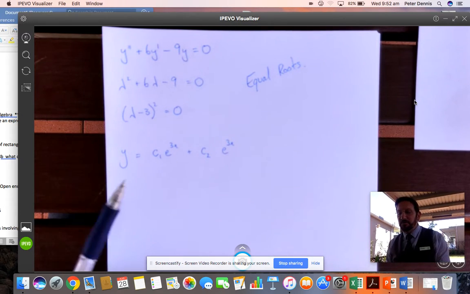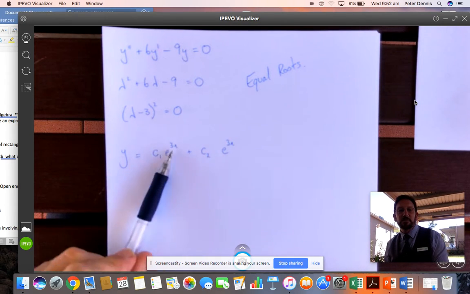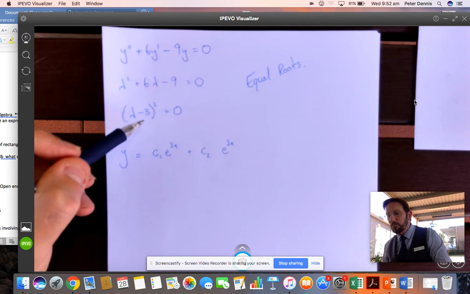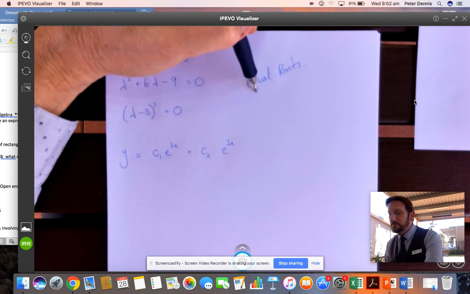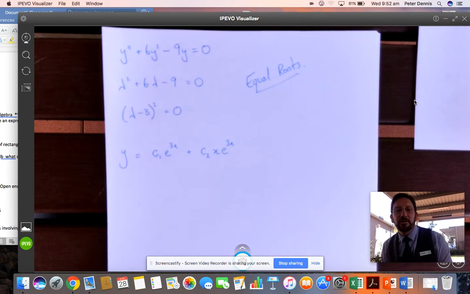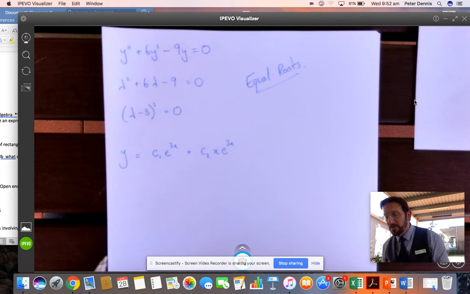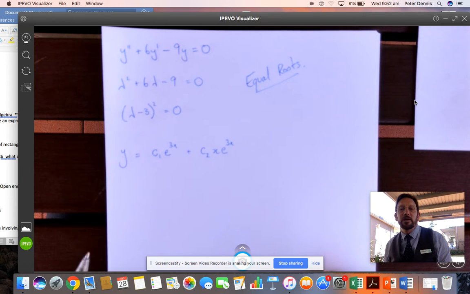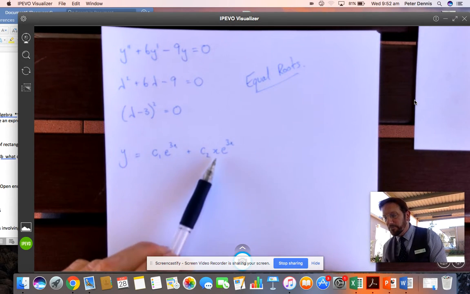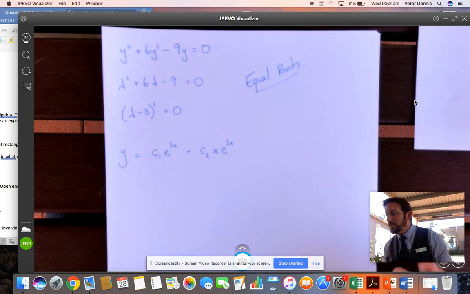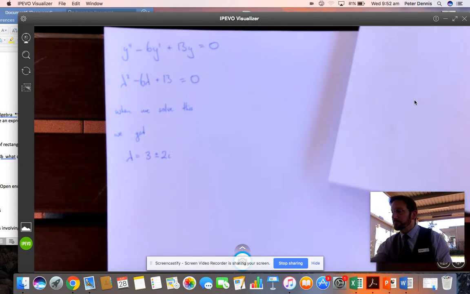But really this is exactly the same solution written twice, and we want two solutions. So when we get equal roots, we have to put an x in there, and that gives us linearly independent solutions, because these two solutions are now linearly independent because we put that x there. So that's the second type, when we've got equal roots.